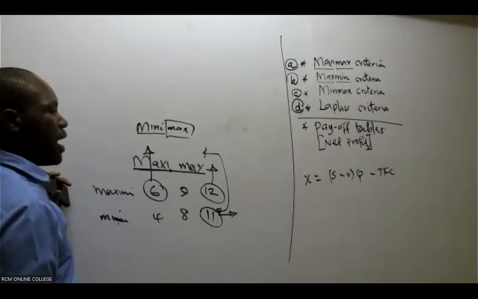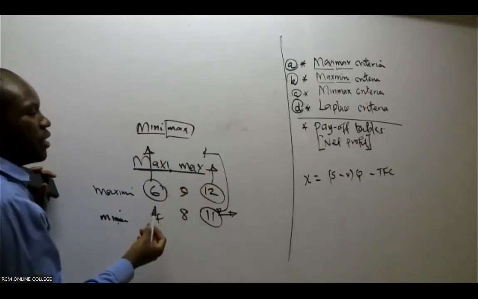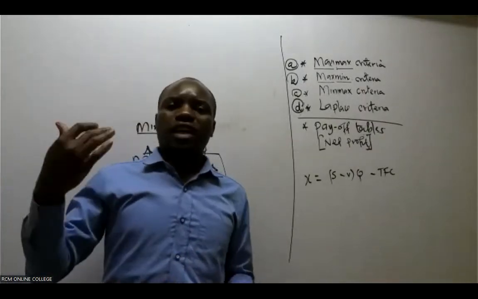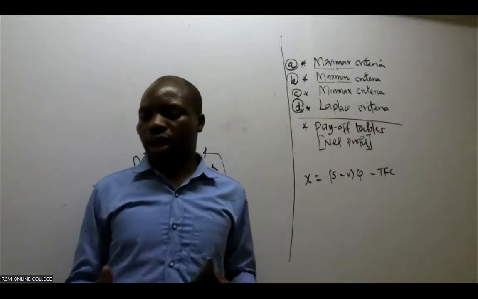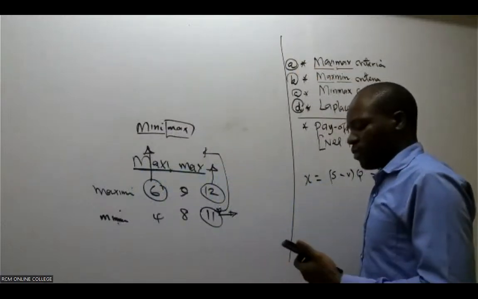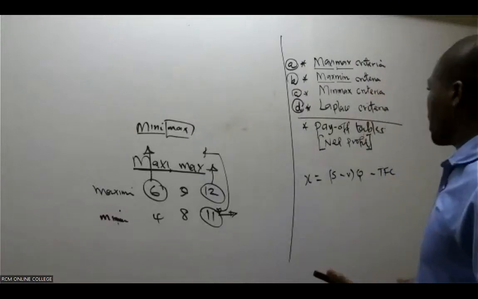Laplace criteria, we now have to bring in the probability element. In terms of probability, what is the probability or possibility of that particular condition occurring? That's what we are going to have in place. So I believe that is it.